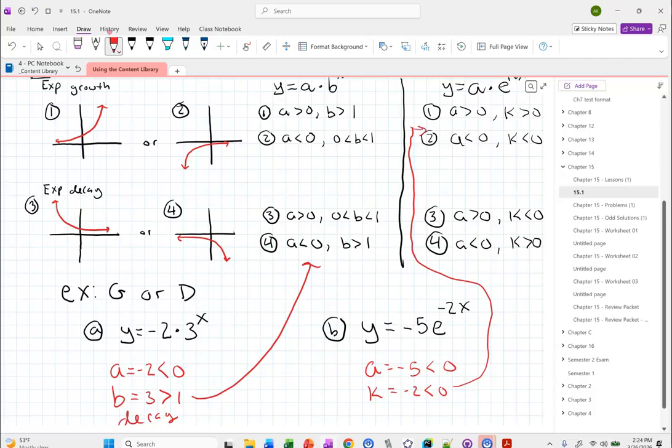That's that situation, right? You guys cool with how I'm deciding if things are growth or decay? Yeah. Just looking at the values for A and B or A and K and then using the criteria we've outlined here. There's nothing more to it than that. Everybody good?